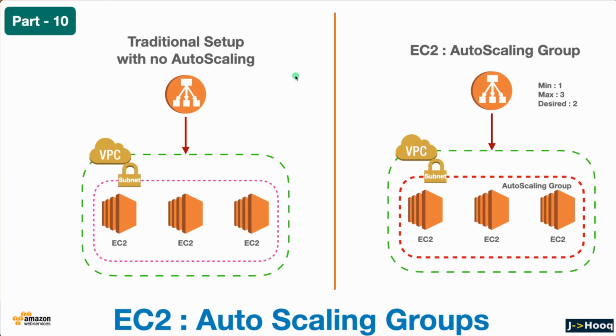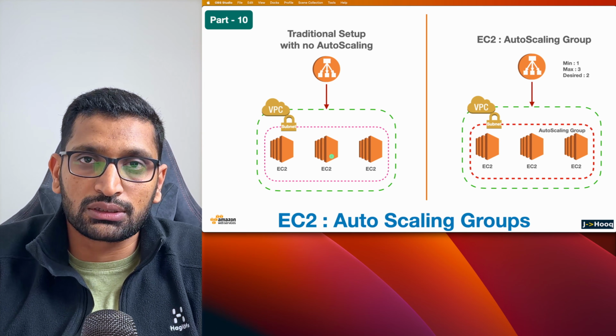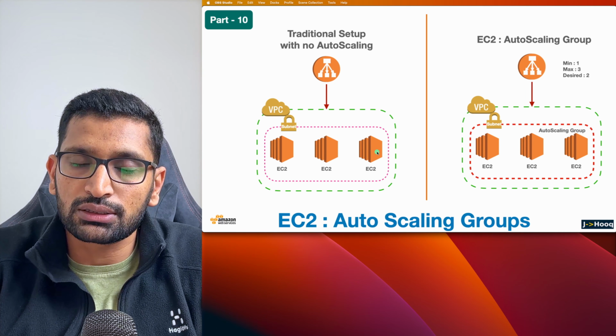So let's first take a look at the traditional setup where we don't have auto scaling. Here on the top, you will see a load balancer, and that load balancer will route the request to our VPC, and then it will go into the subnet where we are provisioning our EC2 instances. So in the traditional way, the request will come to the load balancer, be routed to the VPC, and eventually end up in our subnet where our EC2 instances are running. In a traditional setup, we just predefine the number of EC2 instances. Here you can see there are 3 instances running.